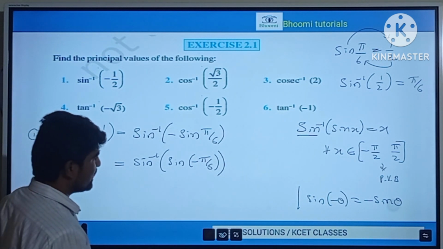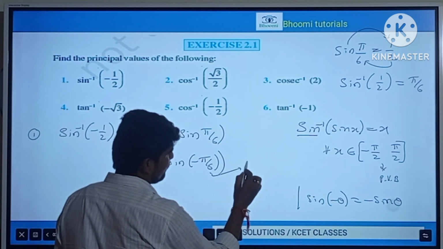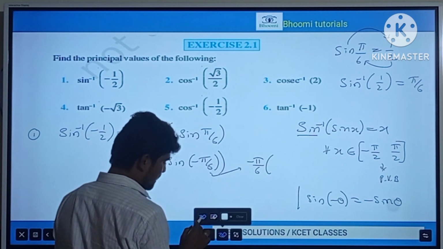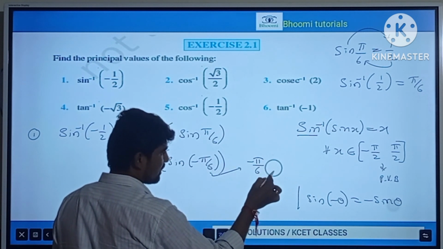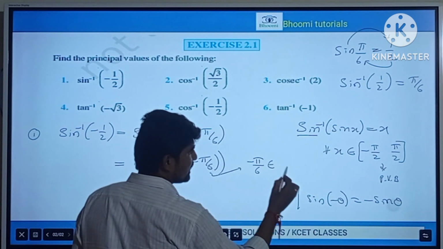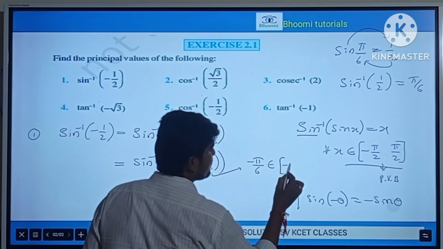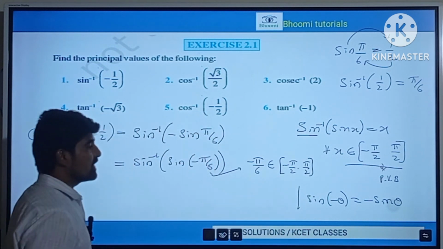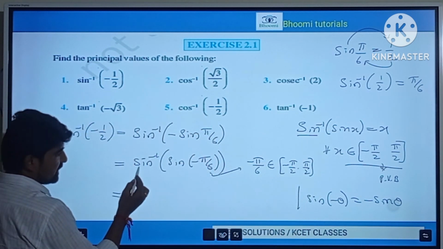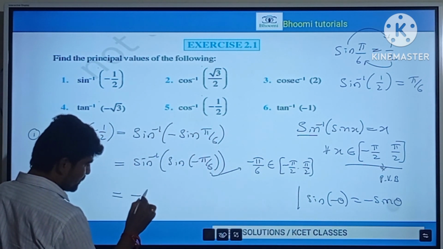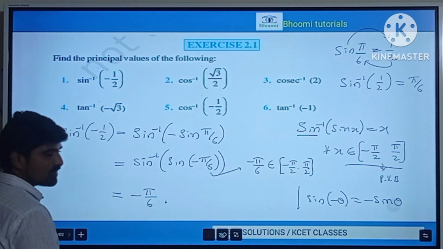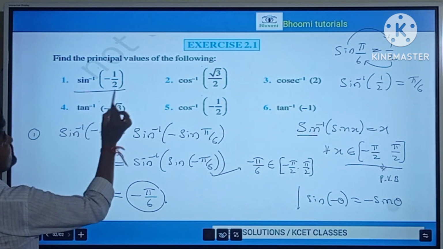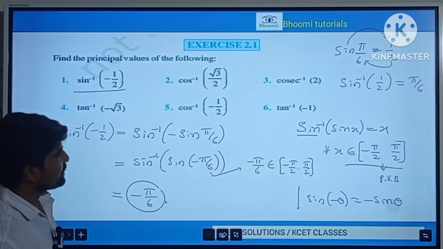Now if you observe, this angle minus pi by 6 belongs to the closed interval minus pi by 2 to plus pi by 2. Therefore, sin inverse of sin x is equal to x, where x is minus pi by 6. So minus pi by 6 is the principal value of sin inverse minus 1 by 2.